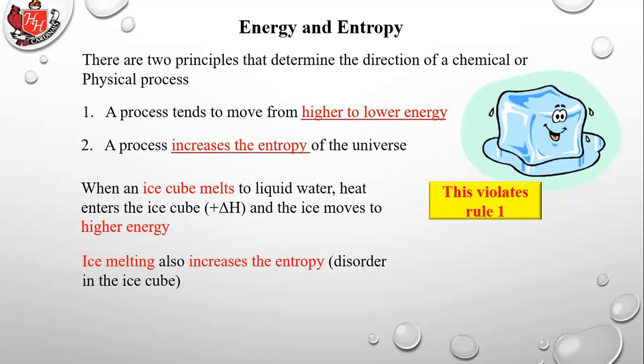Now, ice melting also increases the entropy, the disorder of the ice cube. In other words, the molecules of water become more disorderly. And that obeys rule 2. So one of the rules is violated and one of them is obeyed. So just stop for a moment and think about that. Heat going in is not natural, and that violates rule 1 of going from higher to lower energy. However, the ice cube becomes more disorderly, that increases entropy. That obeys rule 2, that the entropy wants to increase.